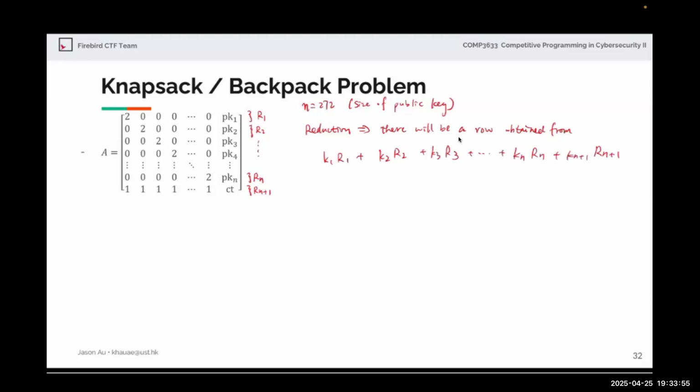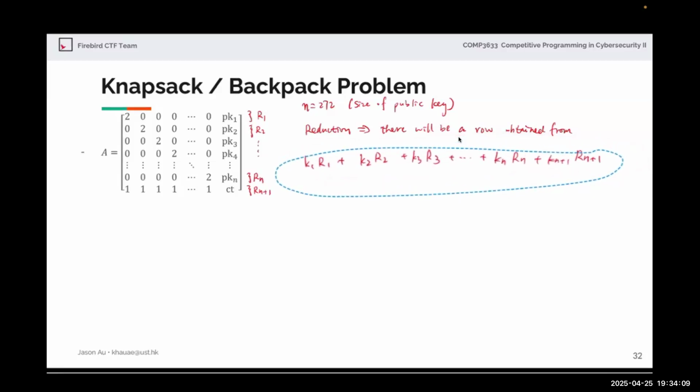So it's probably that one of the rows after reduction is obtained or retrieved from doing this operation. Okay. So maybe we call this operation, so after this operation, the row be F. Okay. So maybe this row F is constructed by doing this operation. Okay, so what are the elements in this row, or in this vector F? So this is one of the rows.